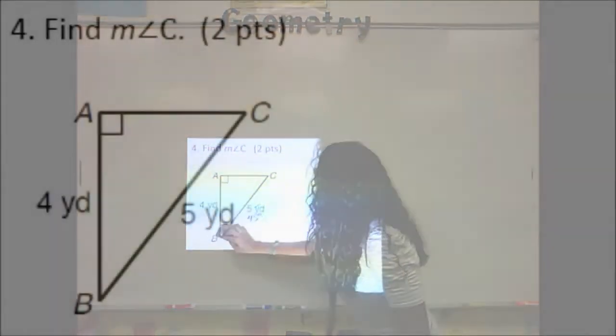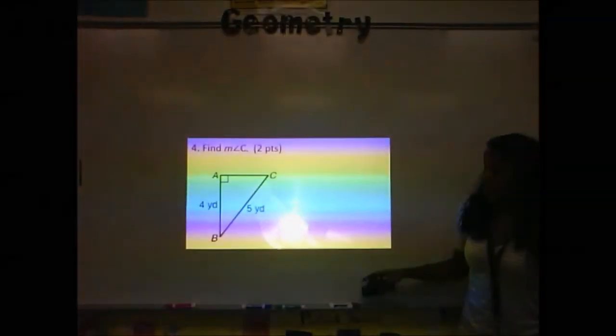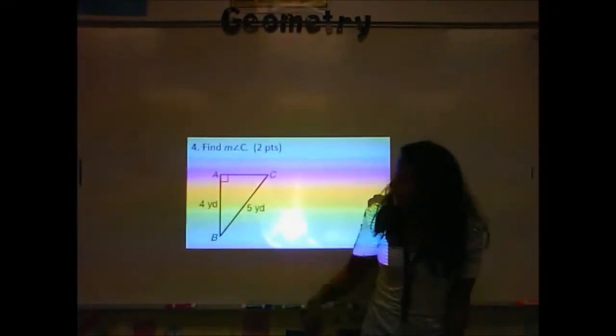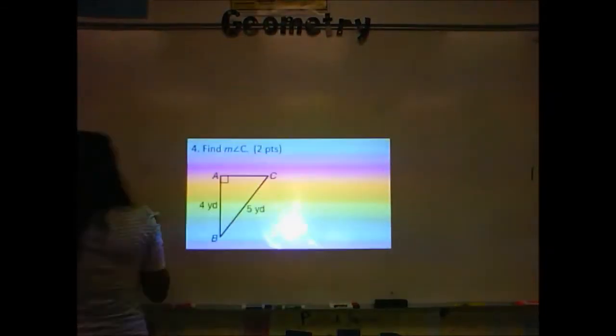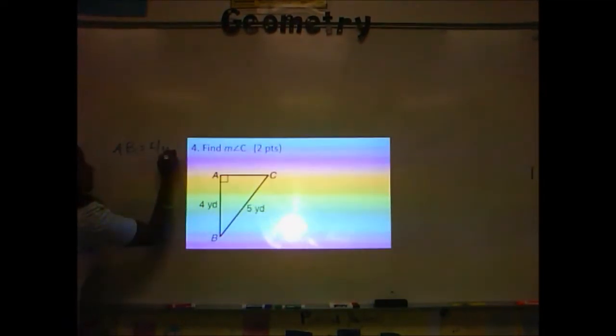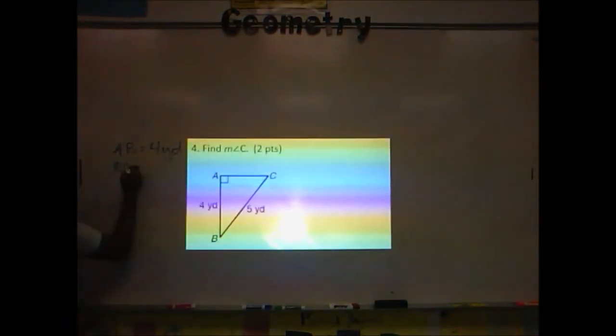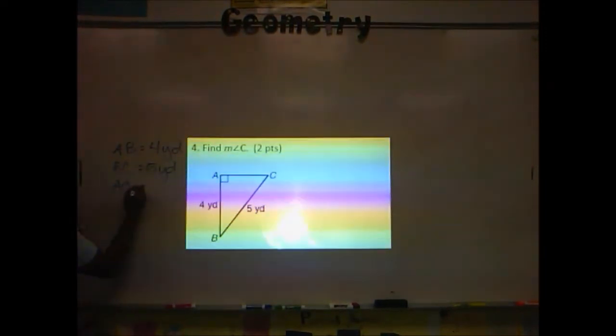Okay, number 4. We're given two sides. We're given side AB and side BC. AB is 4 yards. BC is 5 yards. So we're missing AC.